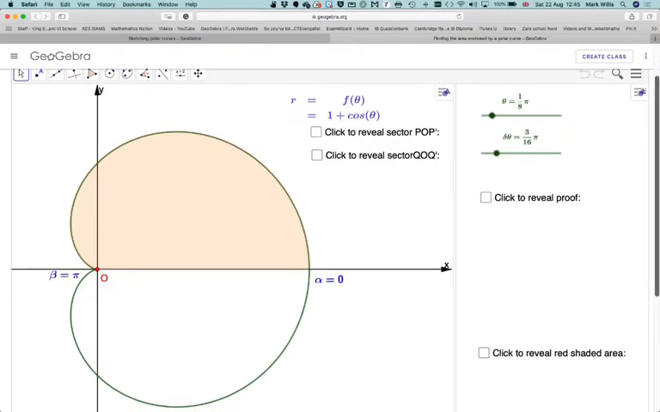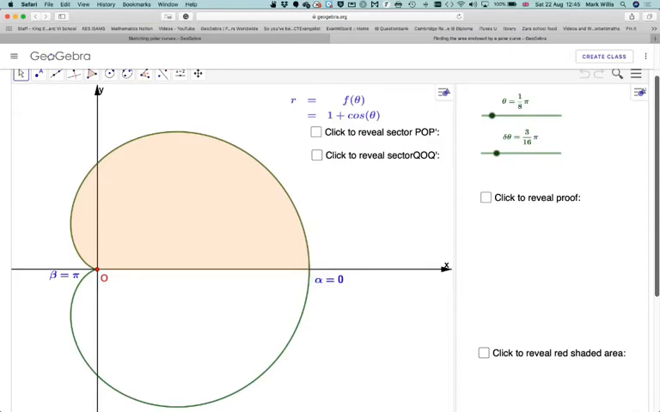Okay, so here we've got the polar equation r is equal to 1 plus cos theta, and I want to find this red shaded area. This is from alpha is equal to 0 to beta is equal to pi. Okay, how am I going to do that? What we're going to look at in this one is the actual proof.